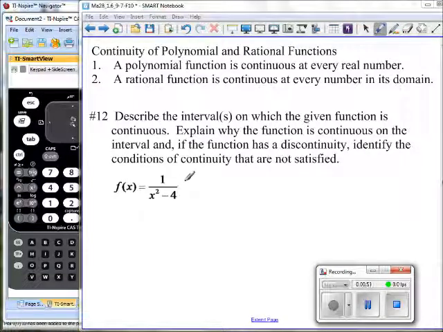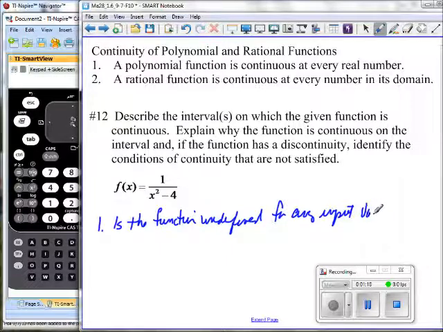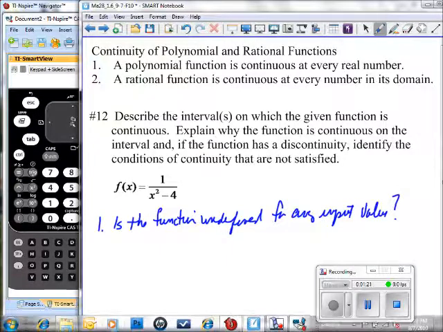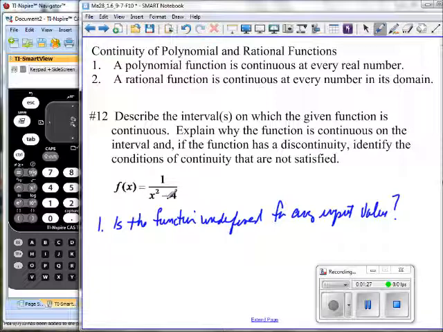Okay. I'm just going to walk you through this. f of x equals 1 divided by x squared minus 4. The first thing you ask yourself is, is the function undefined for any input value? That's one of the first things you want to do. So we know that if it's a denominator, we've got to be real careful, and you also might have already factored this.